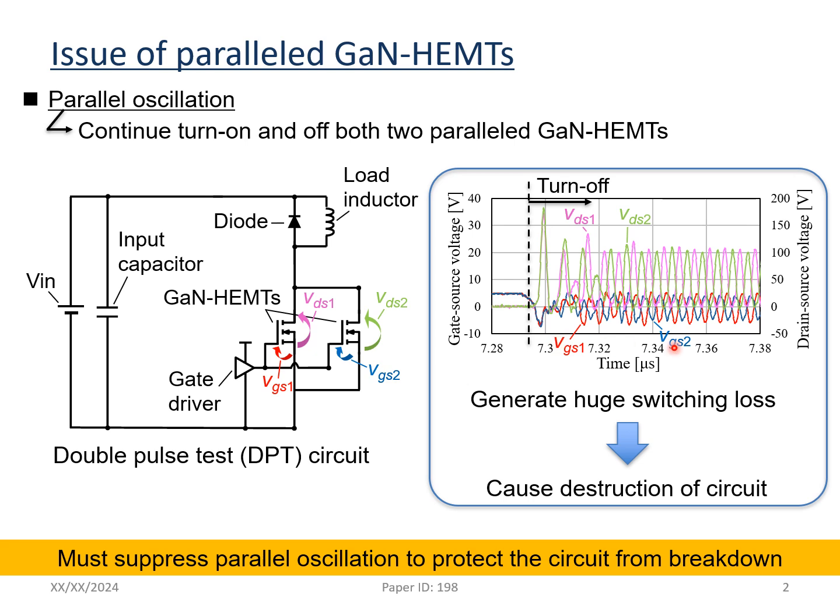This parallel oscillation, if it occurs, may generate a large switching loss, and it may cause the destruction of the circuit. So we must suppress the parallel oscillation to protect the circuit from breakdown.